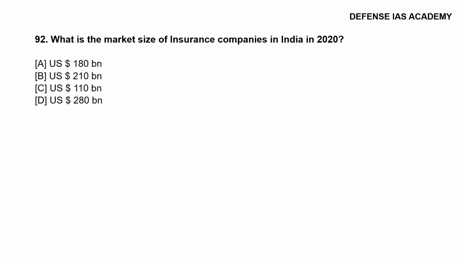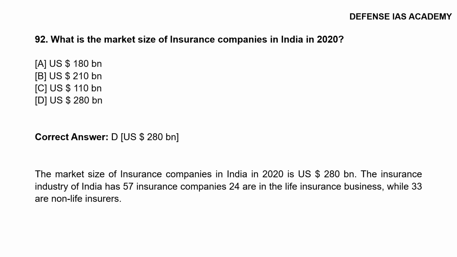Question 92. What is the market size of insurance companies in India in 2020? The correct answer is option D, the US dollar 280 billion. The market size of insurance companies in India in 2020 is US dollars 280 billion. The insurance industry of India has 57 insurance companies. 24 are in life insurance business while 33 are in non-life insurers.